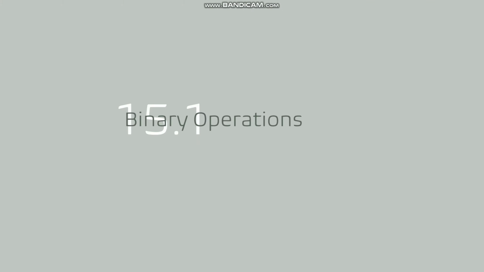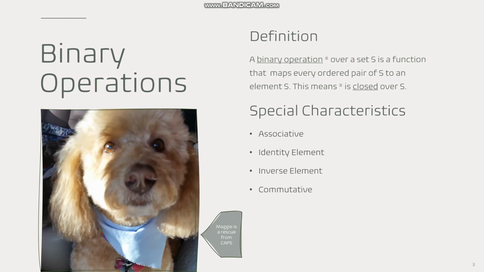All right. So the first thing we're going to go over is section 15.1, and that's just going to be basic binary operations and proofs related to binary operations. A definition of a binary operation: it's represented with a little asterisk, and a binary operation, which I will call star, is going to be over a set S, and it's a function that maps every ordered pair of S onto another element in S. And it's referred to as being closed over S if it does this.